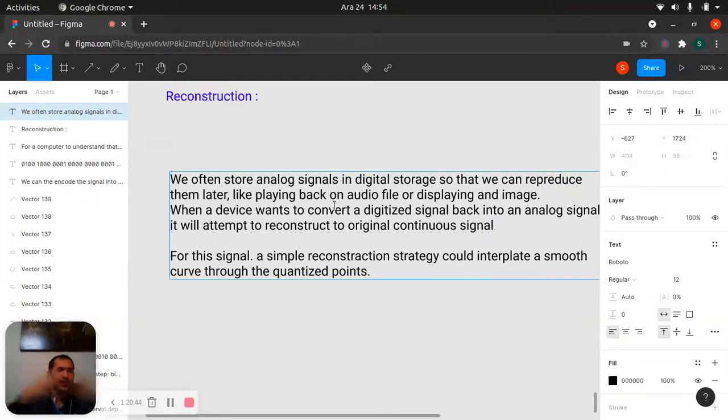A simple reconstruction strategy could interpolate a smooth curve, so it will work with this smooth curve. It will go all the way along the quantized points. It will just follow it, and you can see the difference between the original data and the reconstructed data, how far apart they are. Then we can understand what our quality will be, how many details we will take in sounds. It will be like that. Let's plot it in some way. Can do it.